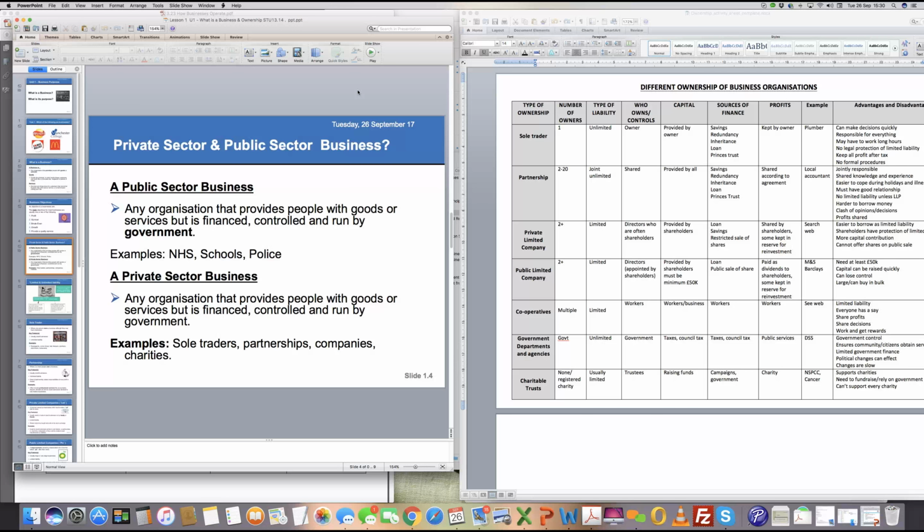So, private sector businesses are organizations which provide services, but the services are not financed by the government, or are not subsidized by the government. Those could be types of organizations like sole traders, partnerships, companies, charities. When you see Comic Relief, it might get donations from members of the public, members of parliament, or members of the government, but they have no direct bearing on the working of the organization.